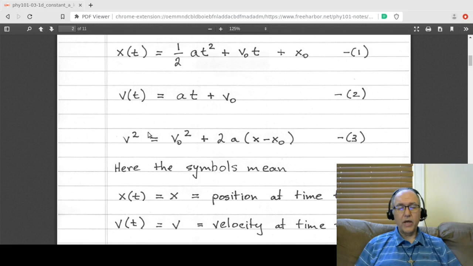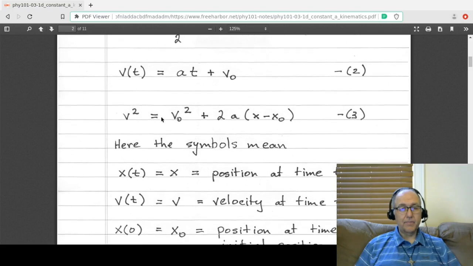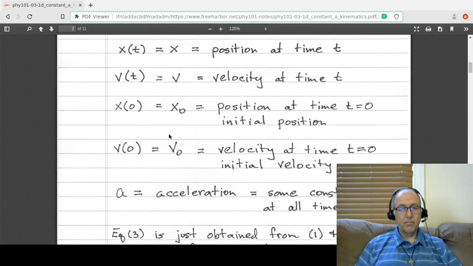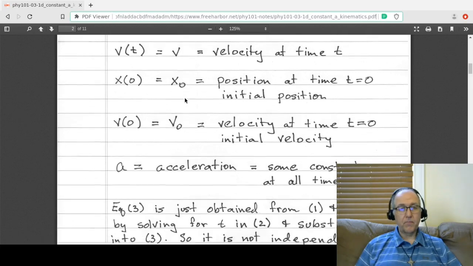Okay, so here are our 3 equations, and they are worth memorizing because when it comes to a test, the last thing you want to do is fumble around with these equations. Okay, so there they are. All right, and there's the explanation of the symbols. And the last one, a, acceleration, as I said, it's a constant. It doesn't change over time.